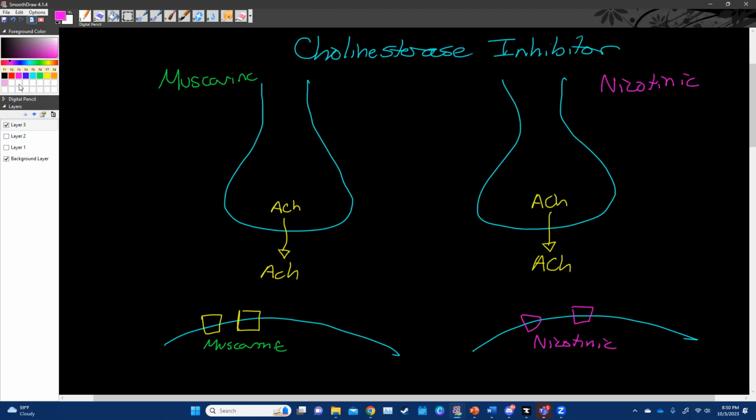We just talked about all the different tissues that muscarinic is used on, but what is the only kind of tissue that we're going to find nicotinic on peripherally? Where are we going to find peripheral nicotinic? Skeletal muscle? Yeah, exactly. Skeletal muscle.